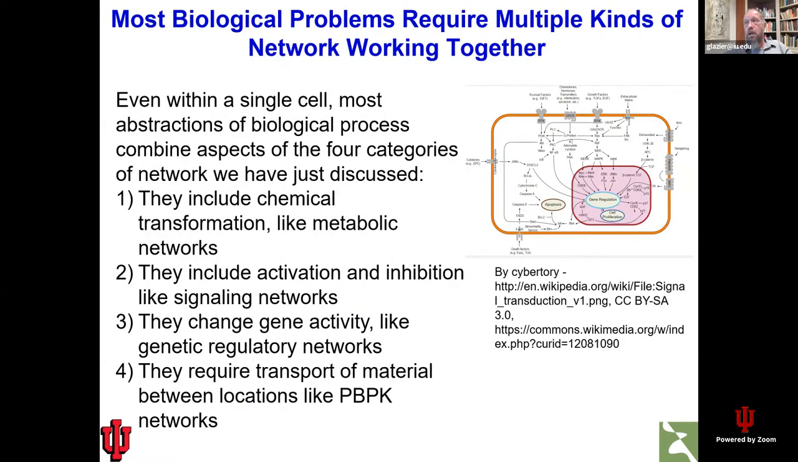As I mentioned, almost all complex biological problems have multiple network types interacting with each other. You certainly have chemical transformations like metabolic networks. You almost always have activation inhibition like signaling networks. Many things will change gene activity, so you'll have gene regulatory networks. And very often you'll also have transport. Molecules have to be moved from one place to another, like PBPK. And so in reality, biological function, even within a single cell, involves aspects of all of these kinds of model.